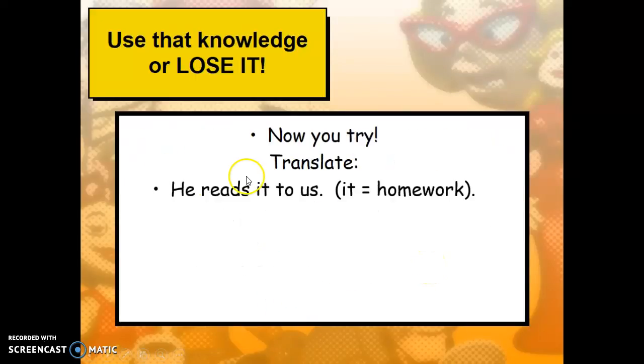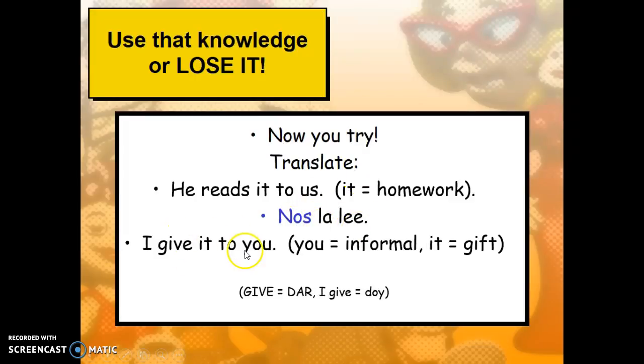Now you try. He reads it to us. It being homework, that's feminine. So you want to say to us, it, he reads. Nos la lee. To us, it, he reads. What about this one? I give it to you. You being informal, it being gift. Gift is masculine singular. Te lo doy. To you, it, I give.